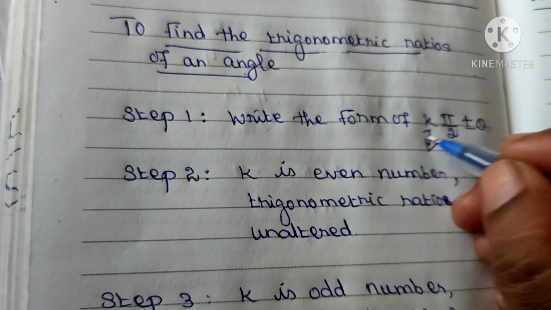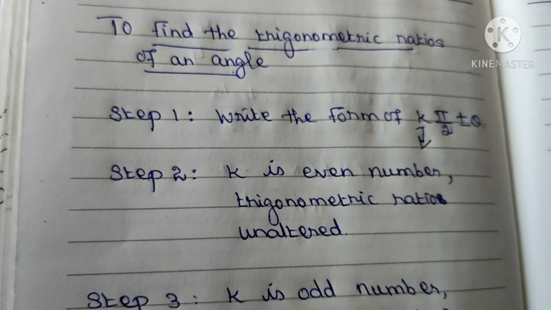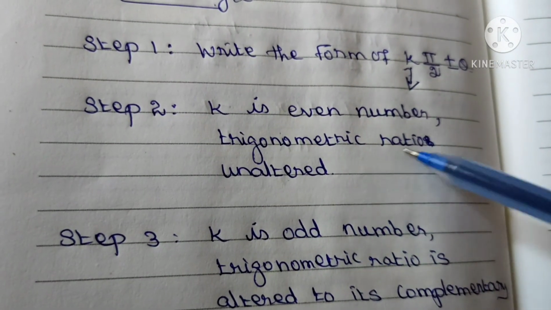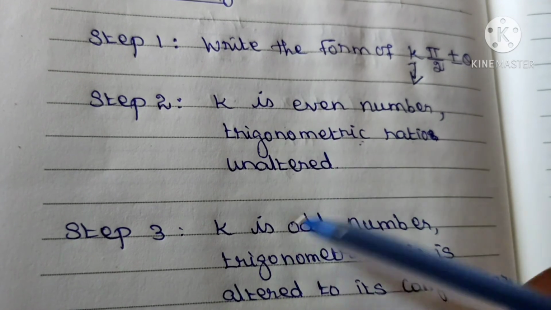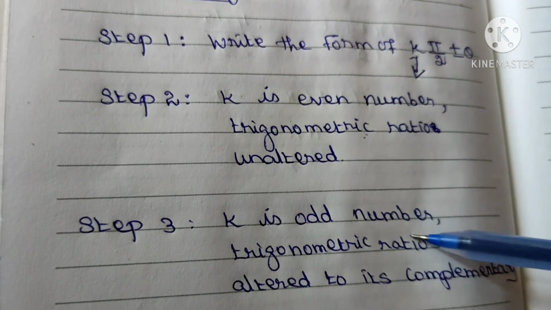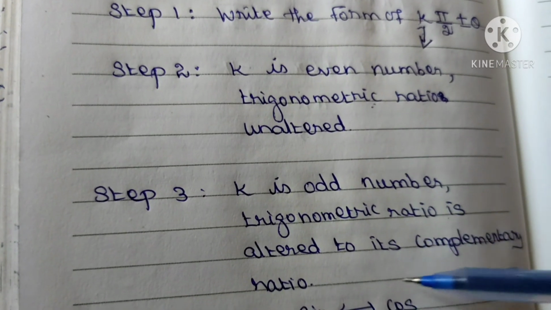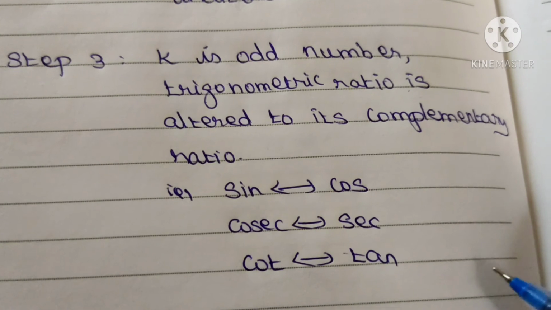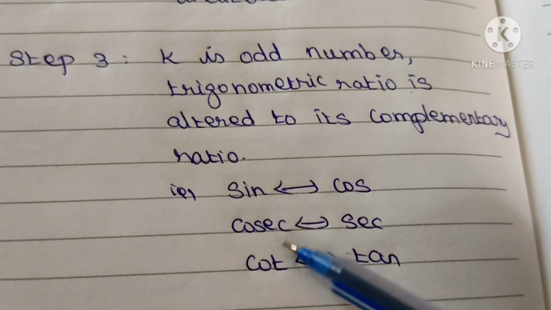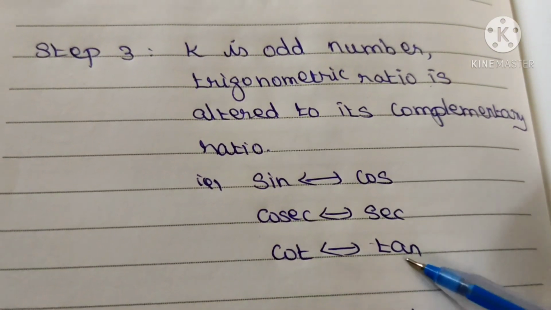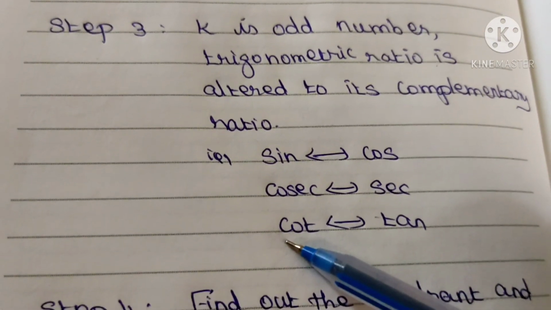You check it. If k is an even number, the trigonometric ratios are unaltered. Then step 3, if k is an odd number, the trigonometric ratio is altered to its complementary ratio. Sin becomes cos, cos becomes sin. Cosecant theta becomes secant theta, secant theta becomes cosecant theta. And cot theta becomes tan theta and tan theta becomes cot theta.